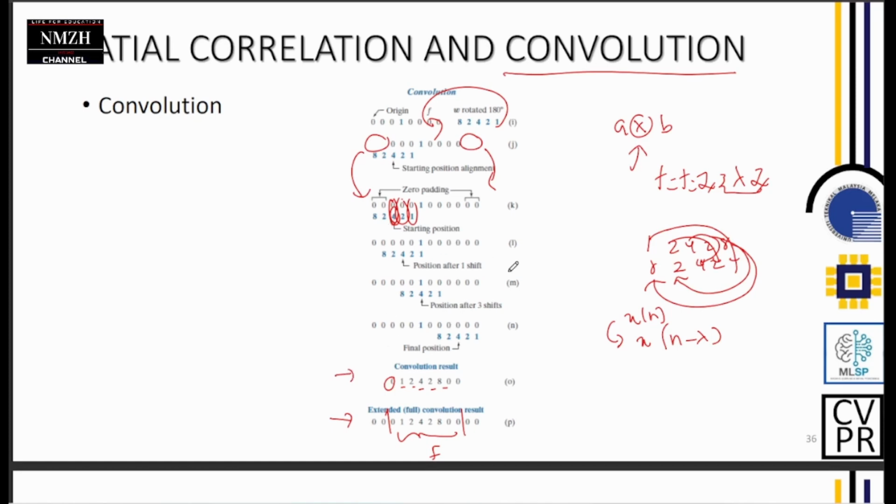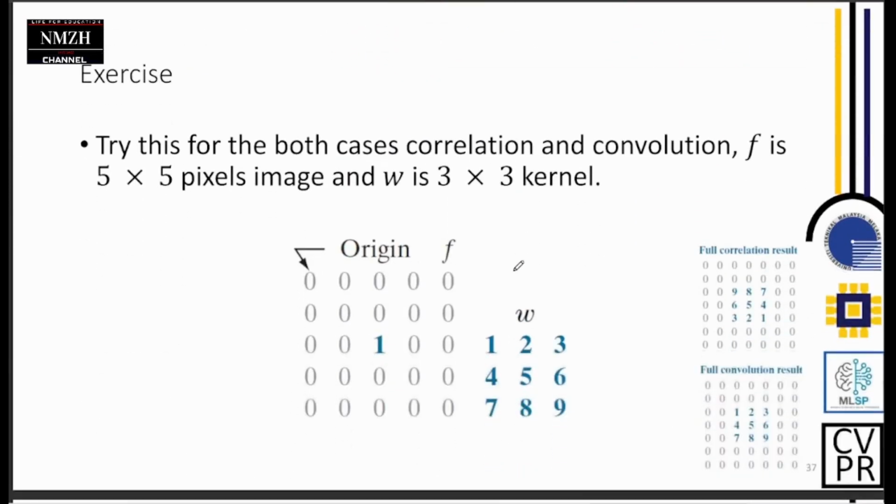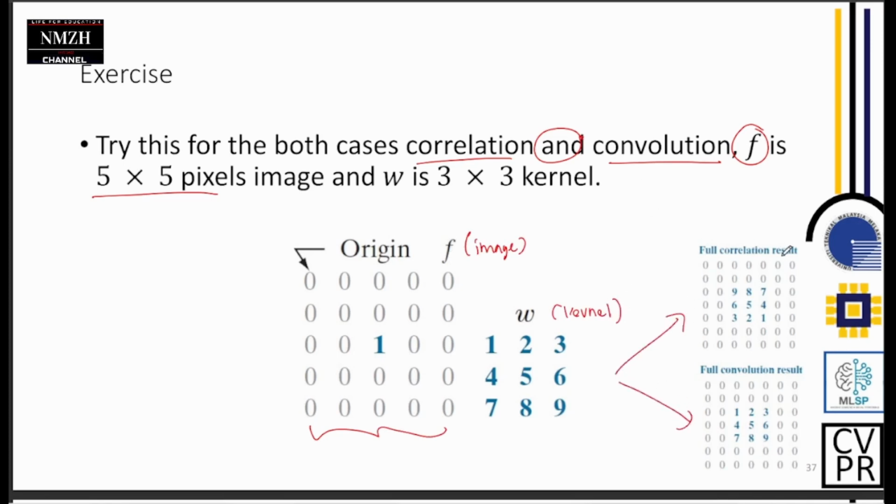Okay. Right. So this one is for you guys to do at home as an exercise. So try this for both cases, correlation and convolution. Considering f is 5 times 5. So this one is f, guys. Okay, this one is the image. And a 3 times 3 kernel. Okay, so basically this would be the final answer for those situations.